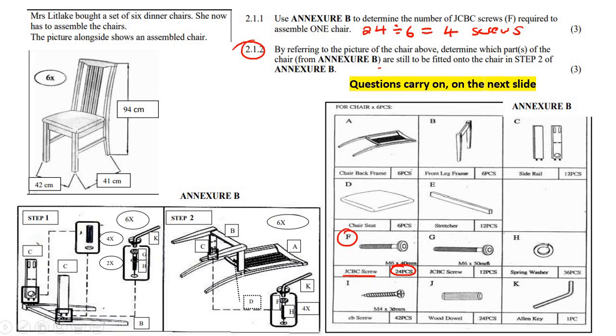This one, by referring to the picture of the chair above, so they're talking about this picture here, determine which parts of the chair are still to be fitted onto the chair in step 2. Have a look at what the chair looks like in step 2 and compare it with what you see over here. What is missing? Well, there's 2 things missing. One of them is the chair seat, this part. And then the other one is these poles, or these things that go in between, and you can see on this diagram they don't have them. Those are called stretchers. So I'm just going to say chair seat plus stretchers.